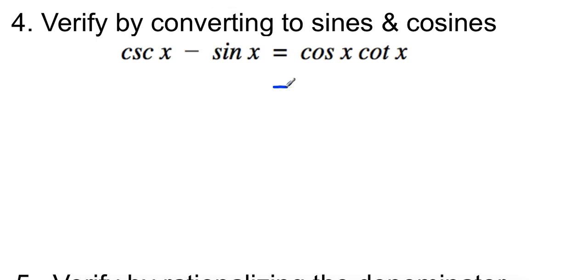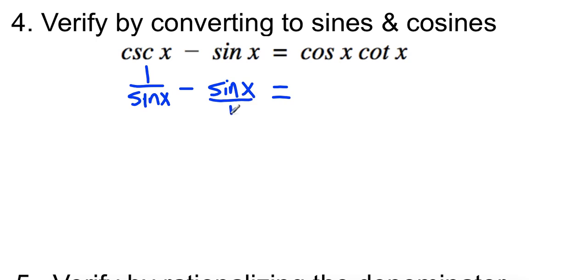So right now I'm just going to work with the left-hand side of the equation. Cosecant is 1 over sine and minus sine. Now, the right-hand side of the equation is 1 term, and the left-hand side is 2 terms, so I'm probably going to need to combine these things. So these are fractions that I need to combine.